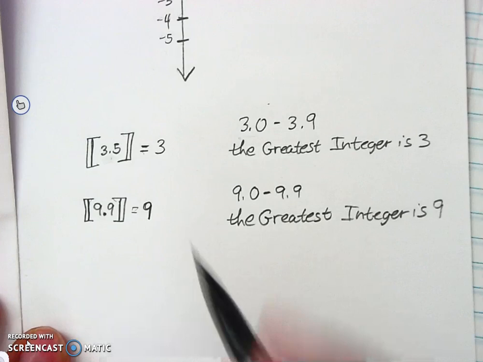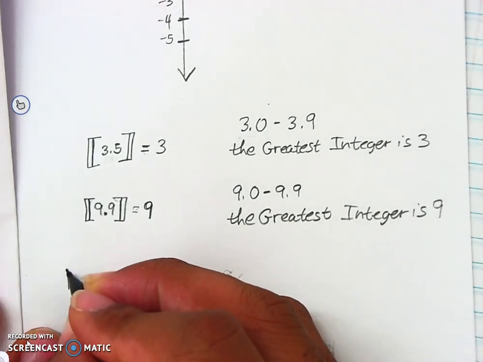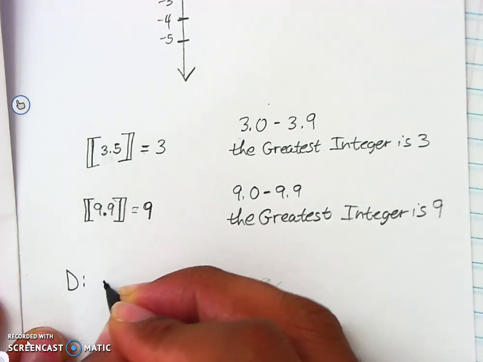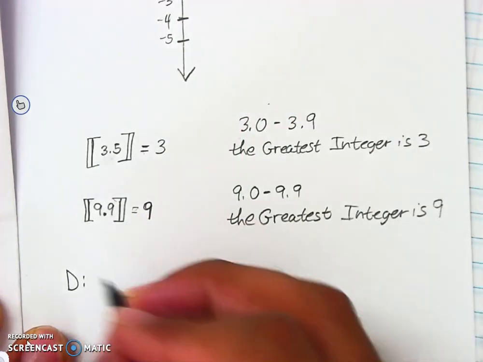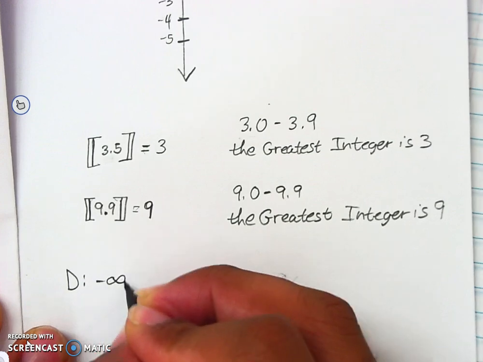All right, so when it comes to our domain and our range, your domain for this function, because it's going to go in both directions forever and ever, is going to go from negative infinity to positive infinity.